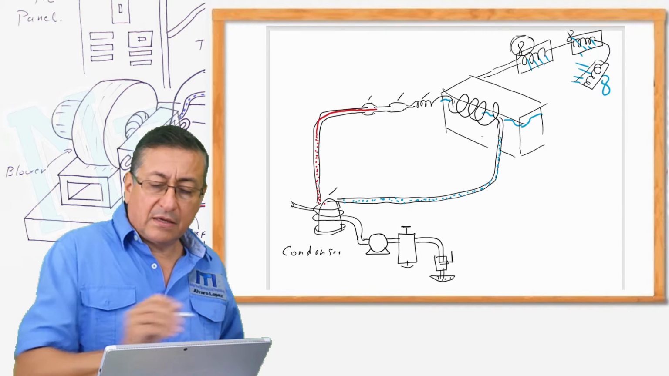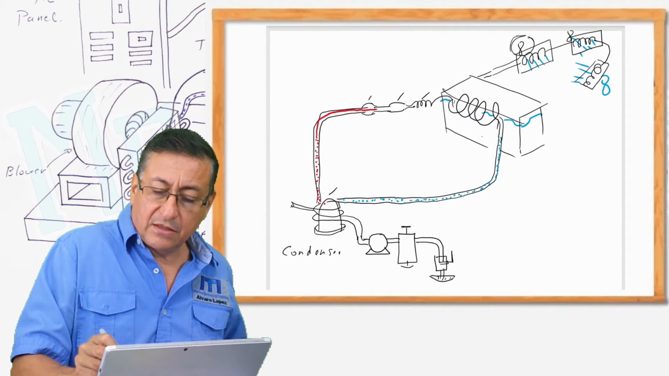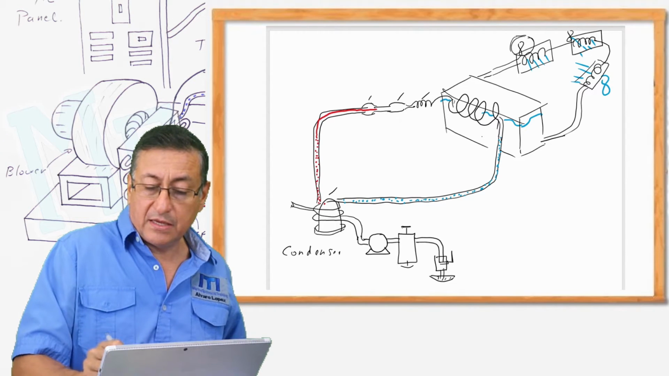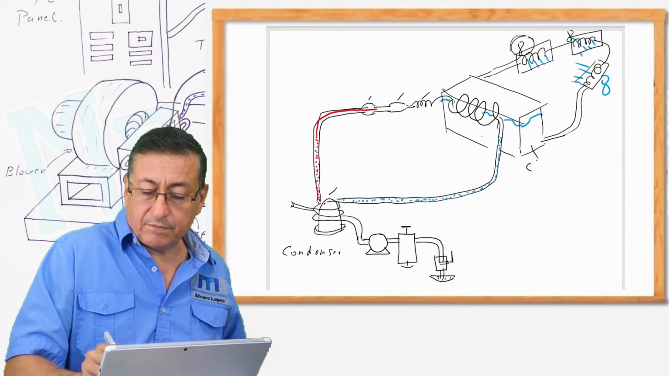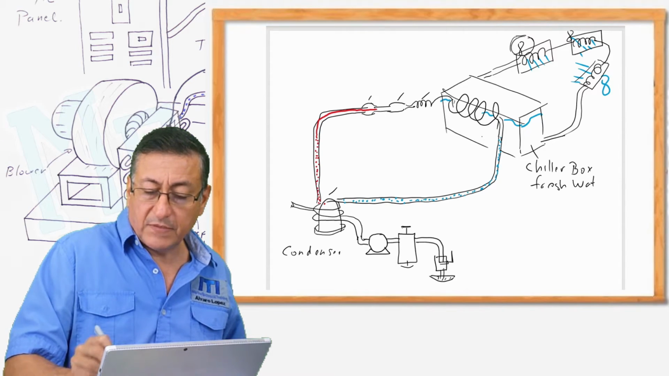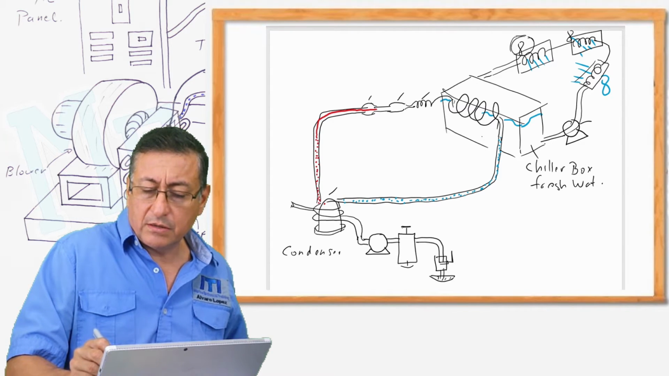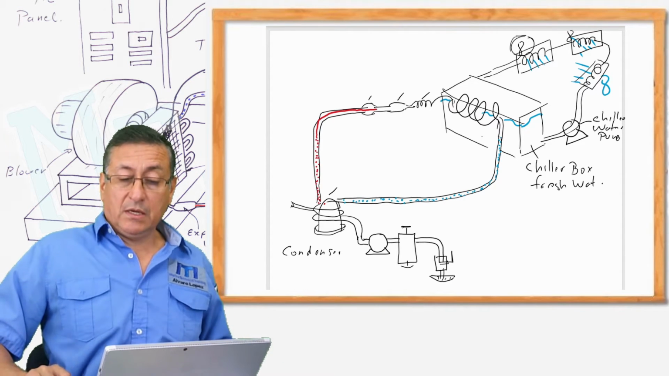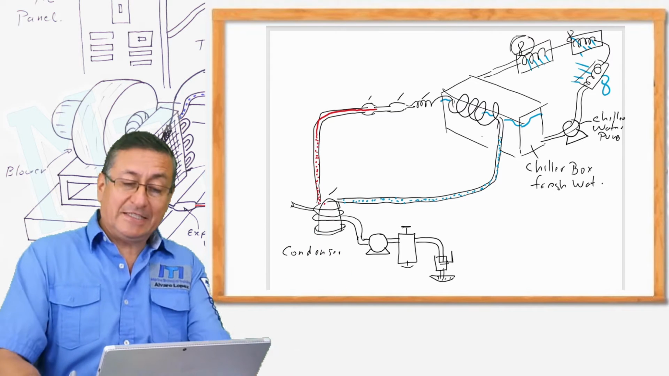And the water returns here, enters again into the chiller box with fresh water internally. I am going to install a pump to help with the circulation of chilled water. Chilled water pump, or circulating pump. And that's it. This is the chiller system.